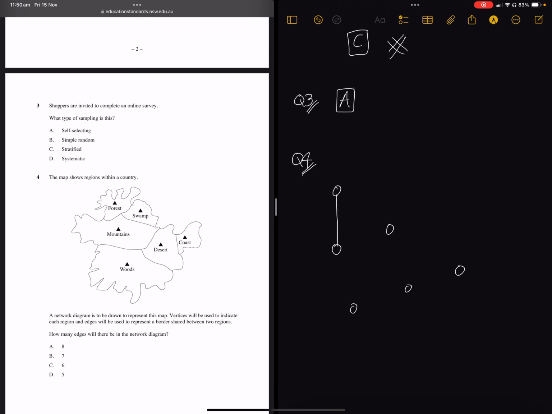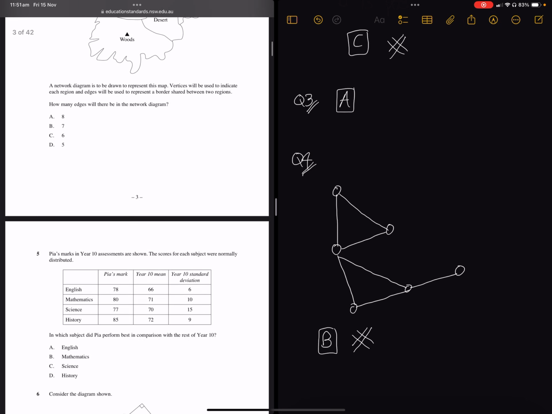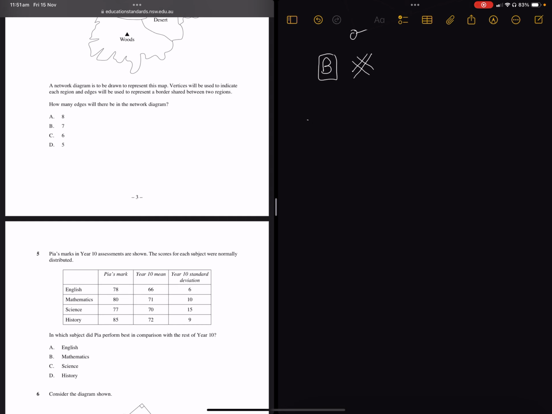Forest connects to mountains. Forest also connects to swamp. There's a border between forest and those two. Mountains connect to swamp. Now mountains connects to wood and desert. So mountain to wood, mountain to desert. Woods connects to desert. Swamp doesn't connect to either desert or coast. Desert does connect to coast though. So we have how many edges? 1, 2, 3, 4, 5, 6, 7. So the answer here is B. This is 7 edges.